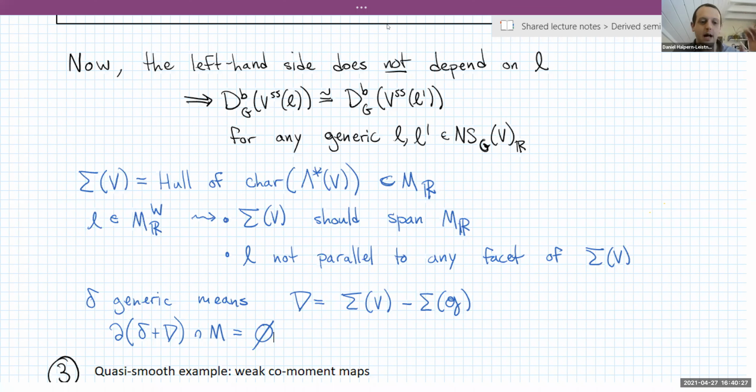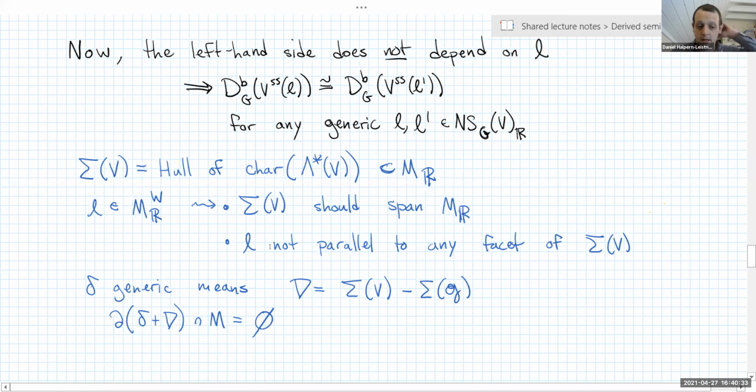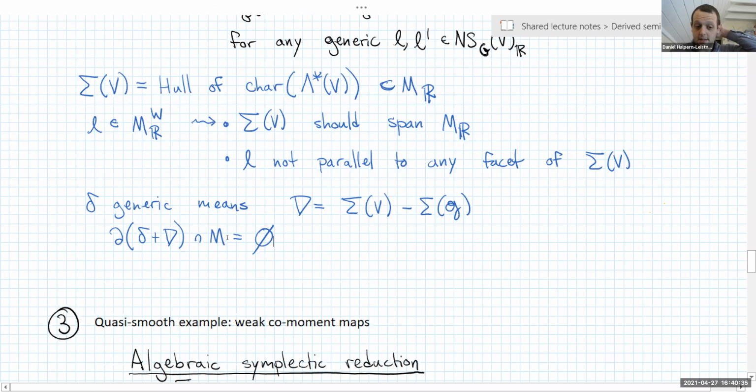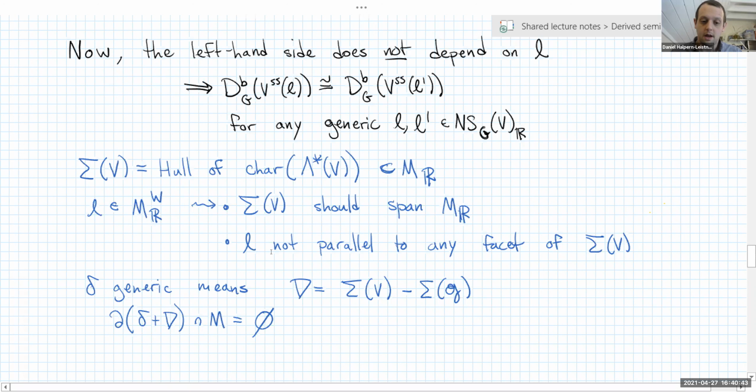Basically you have some polytope that you translate around with delta, and any time that delta plus the polytope does not hit any lattice points on the boundary, that's what it means that delta is generic. So actually, if you think about it a little bit, there's a hyperplane arrangement. Genericity is the cells of some hyperplane arrangement where the hyperplanes are parallel to the faces of this polytope.